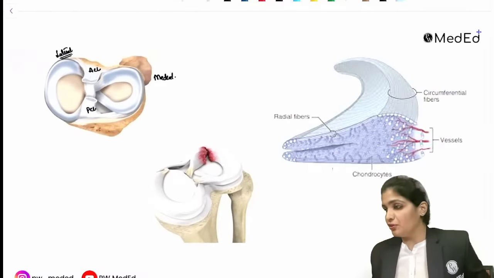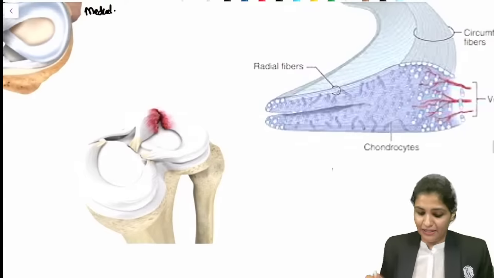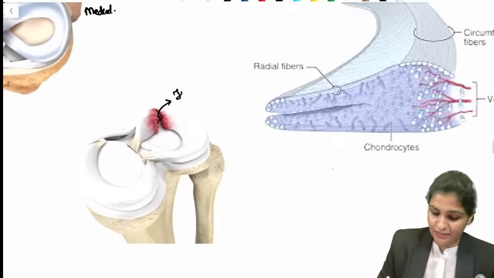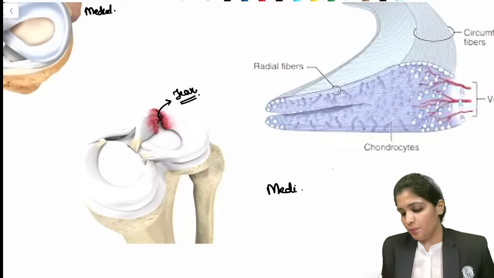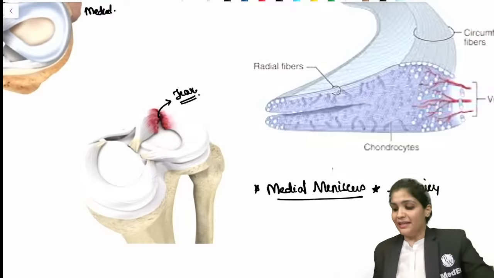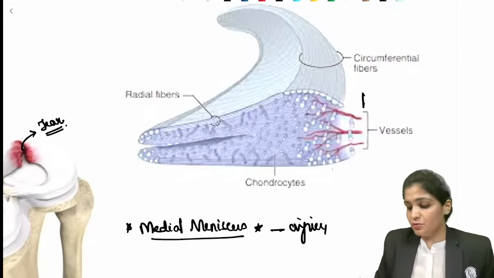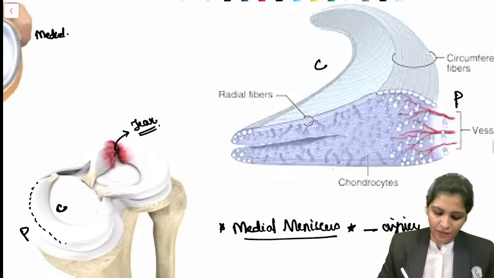So coming to treatment of meniscus. Which injuries do we have to do surgery for? If you see the meniscus here, there is a tear in the meniscus, right? As I've already told you, the medial meniscus is more prone to injury. If you understand the meniscus in detail, the blood supply is from the periphery to the central. So this is your peripheral part and this is your central part.